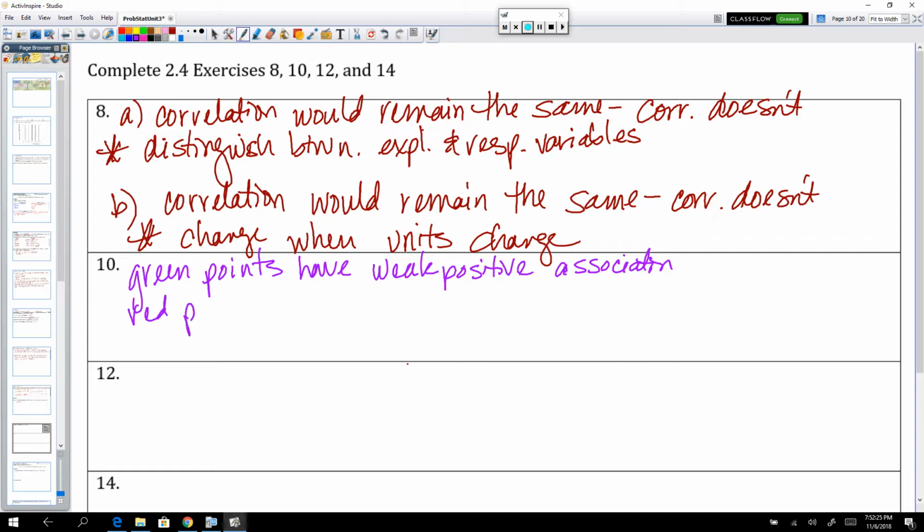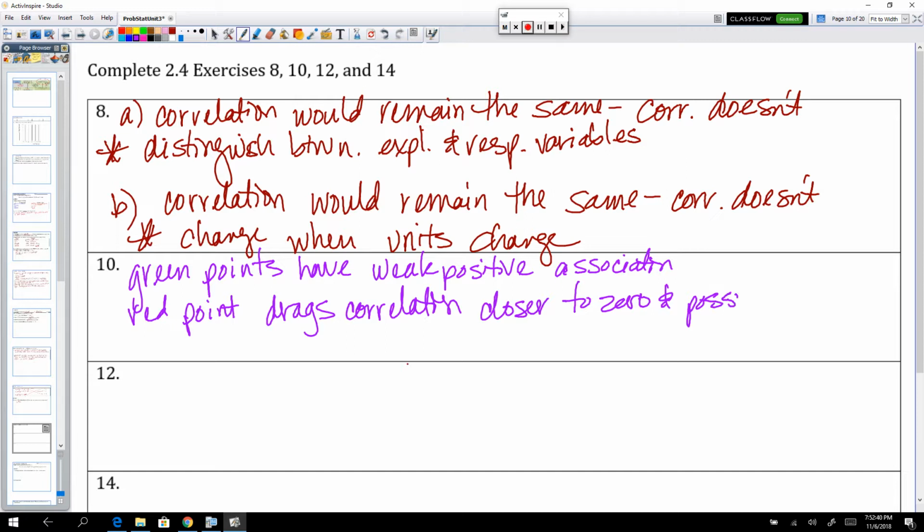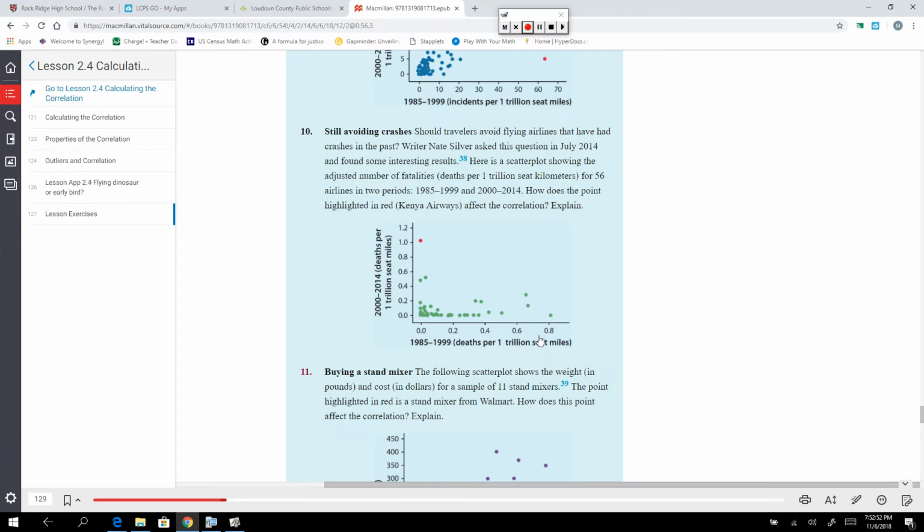The red point drags the correlation closer to 0 and possibly negative. Okay? So the more deaths that you had in a previous year means you have fewer deaths in the later years.